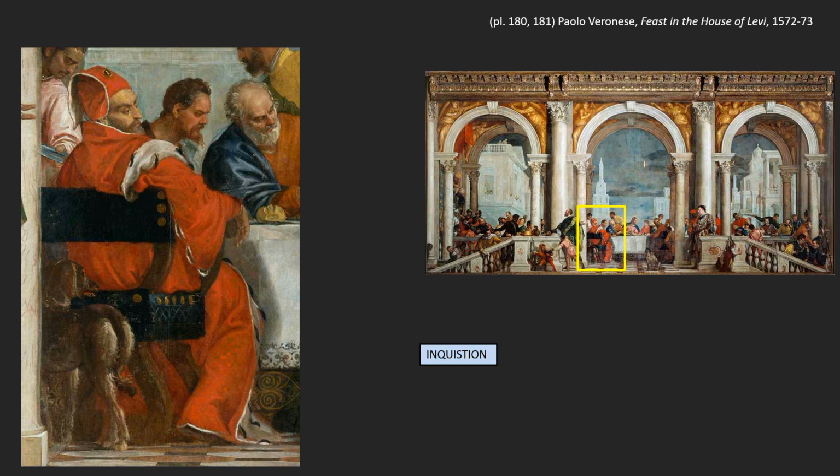And this is where it gets interesting. As he was working on the picture, he was called before a Counter-Reformation Inquisition for improprieties. They had heard about his picture. They had seen his picture, still incomplete, and they hauled him in front to explain himself. What the heck are you doing with this particular picture?